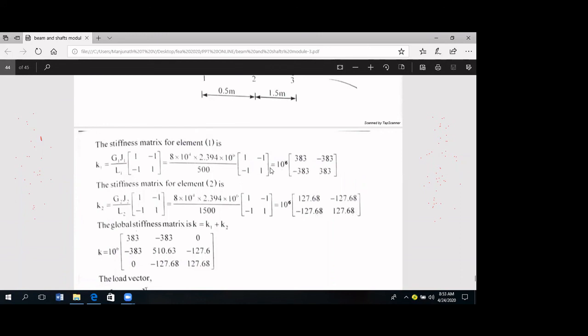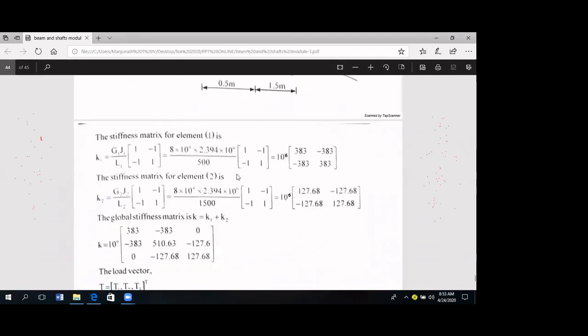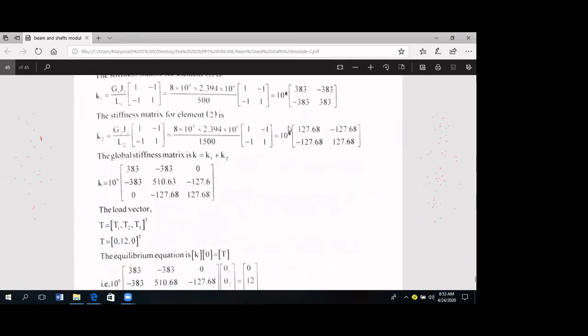Okay, this is how we are going to get the elemental stiffness matrix for the torsional bar. Then assembling, the first element's corner node value is going to be added to the second element's starting coefficient value. The remaining coefficient values remain the same, so that 383, minus 383, minus 383, only this 383 is going to be added to this 127.68.